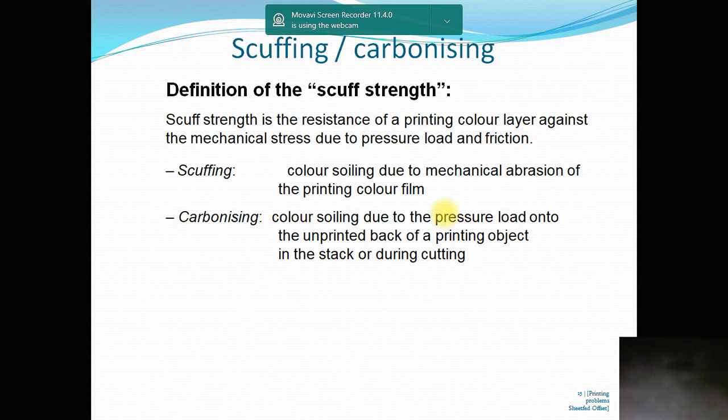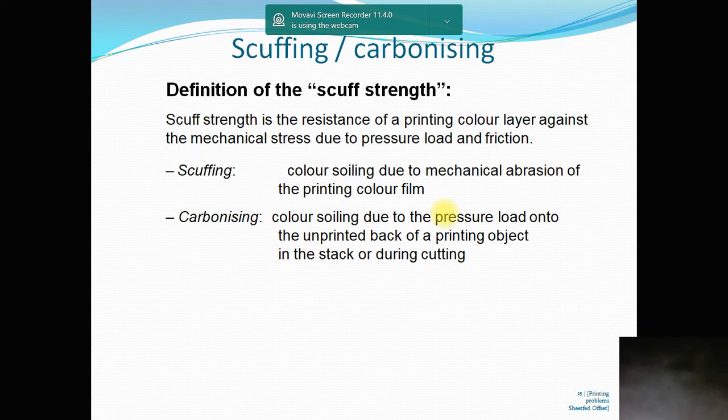Due to the pressure load and due to the friction, the color layer strength is called scuff resistance or scuff strength. Scuff strength is the resistance of the printed color layer against the mechanical stress due to pressure, load, and friction. What is scuffing? Color soiling, powdering type, due to the mechanical abrasion of the printing color film.